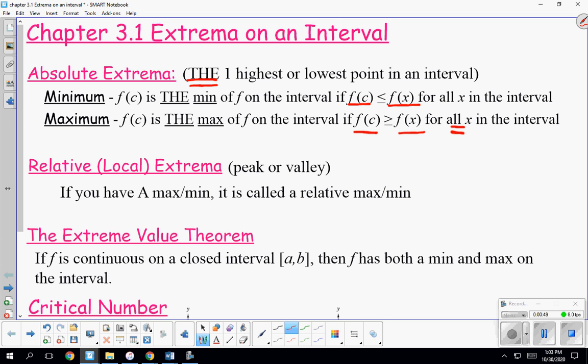A relative or a local extrema is a little bit different in the fact that it's any peak or valley. So think of it as like any hill or valley in Ohio is relative to what's around it. So again, that's any peak or valley, and we'll talk about that a little bit more in the next video.